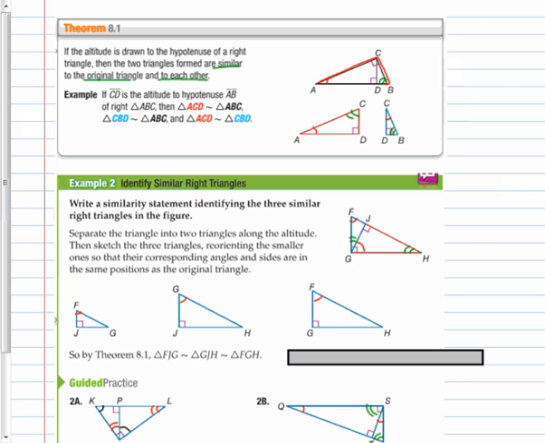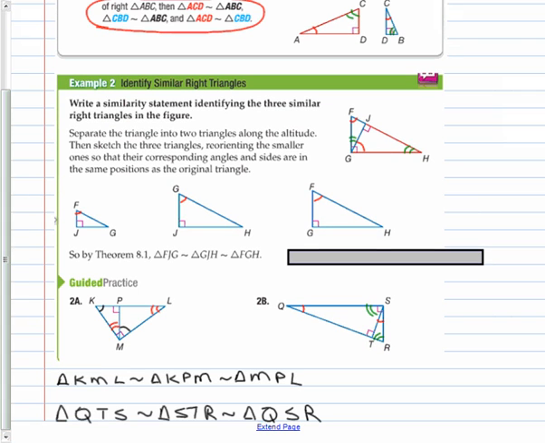And the second thing we had is right triangles. When we draw an altitude from the right angle to the hypotenuse, it divides up that triangle into 3 similar triangles. And you will need to study the 3 similar triangles right here. They list out the 3 similar triangles. And here's an example in your book.